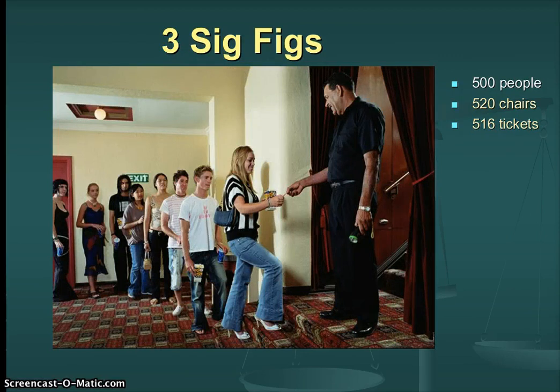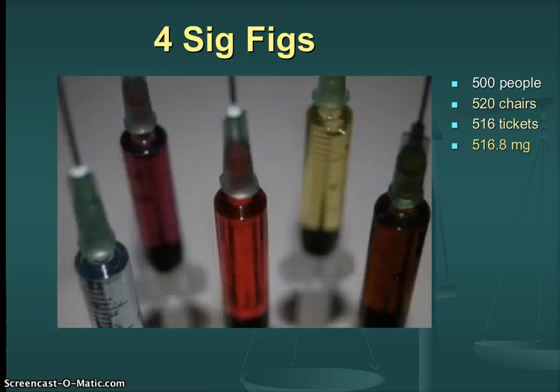If you're taking tickets, that's 3 sig figs. You didn't sell 520 tickets, you only sold 516. And the chair of the foundation is going to want to account for all of that revenue. If you say 520 when it was only 516, then you're going to need to account for the extra 4 tickets or the $400 that you don't have in your cash box.